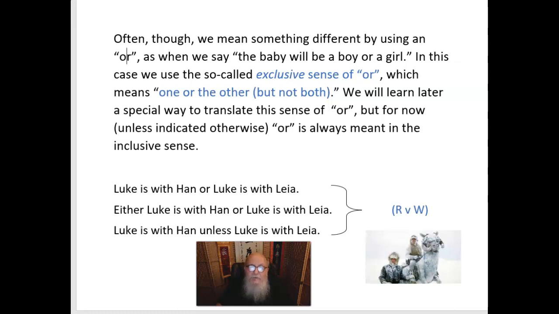So we have Luke is with Han or Luke is with Leia, either Luke is with Han or Luke is with Leia, or even Luke is with Han unless Luke is with Leia. These are all translated as H or L.